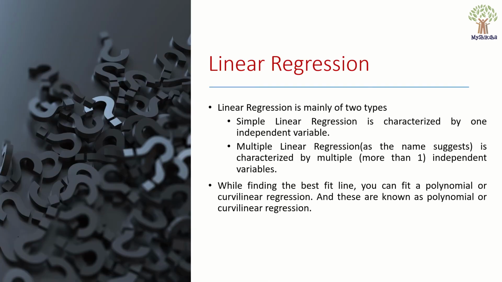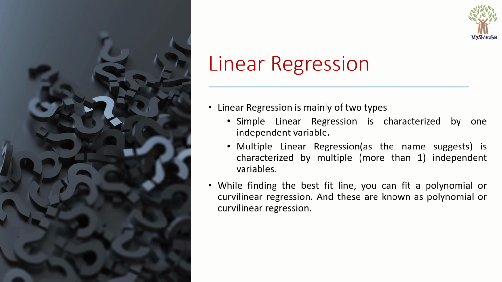So linear regression can be broadly put under two types: simple linear regression and multiple linear regression. Simple linear regression is characterized by only one independent variable, that is f of x is nothing but f of x1, that's all. Multiple linear regression, as the name clearly suggests, is characterized by more than one independent variable. That is x1, x2, x3, x4. You can have multiple variables depending on the problem statement that you have.